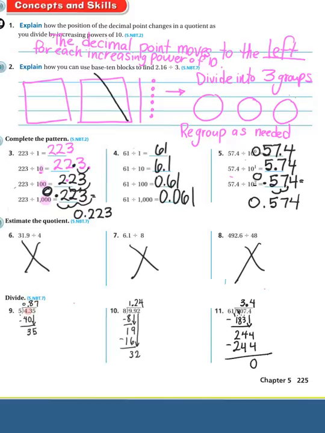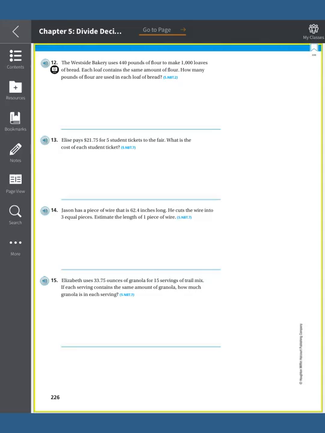Okay, next page, 26. The West Side Bakery uses 440 pounds of flour to make 1,000 loaves of bread. Each loaf contains the same amount of flour. How many pounds of flour are used in each loaf of bread? So again, that's going to be 440 divided by 1,000. So again, we're looking at how many zeros.